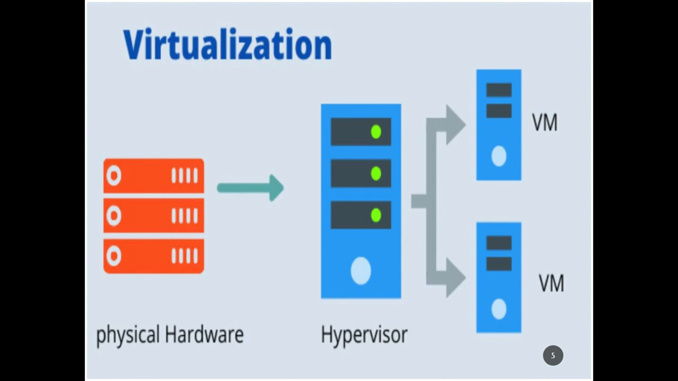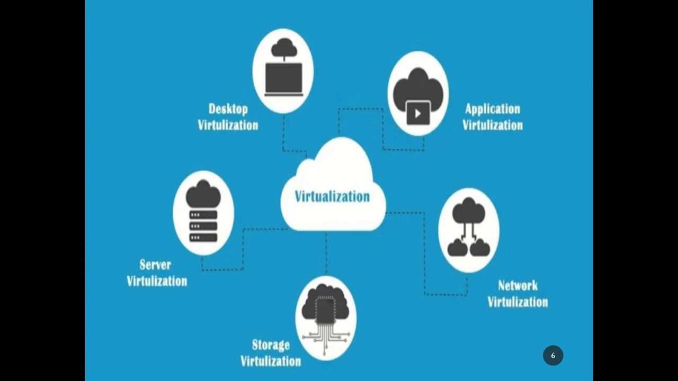Now, we have a lot of types of virtualization. We have desktop virtualization, like a virtual machine such as Linux or desktop Microsoft, and application virtualization, server virtualization, storage virtualization, and network virtualization. So next we're going to talk about three types of virtualization.